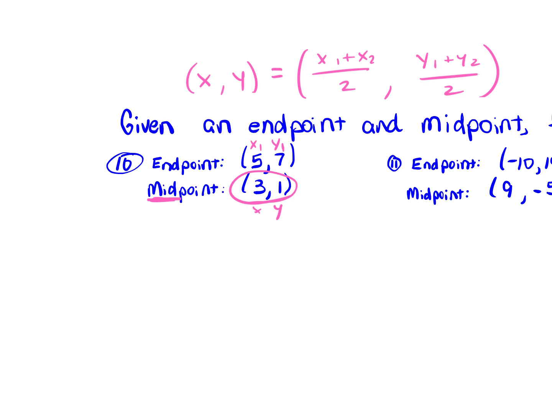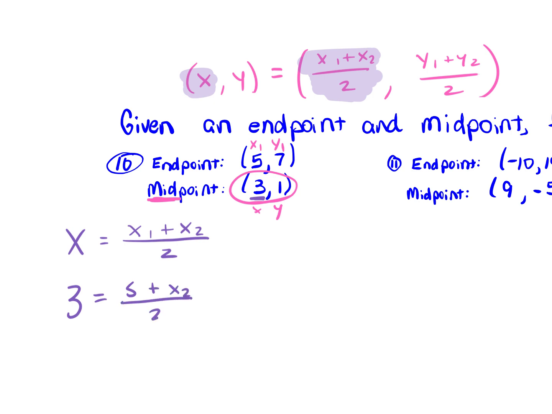So we're going to start with just the x's first. So I'm going to use my x's from the midpoint formula, and that's equal to the midpoint. So x, our midpoint, is equal to x1 plus x2 over 2. Now what's this big X going to be? Just X. What do I plug in there? 3, because our midpoint is 3. So that's equal to, I'm going to plug in x1, so we have 5 plus x2 over 2.